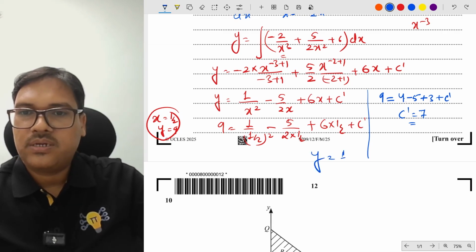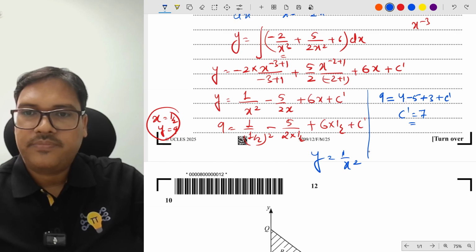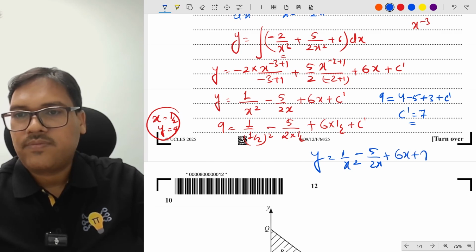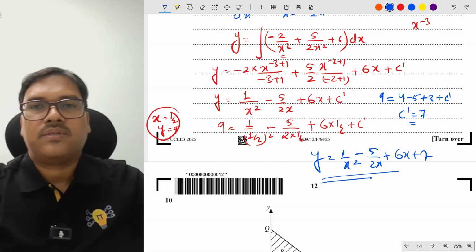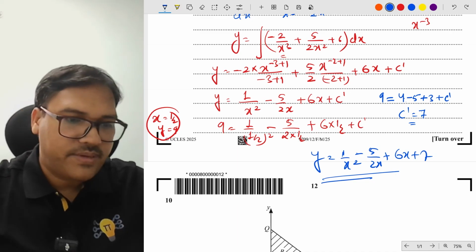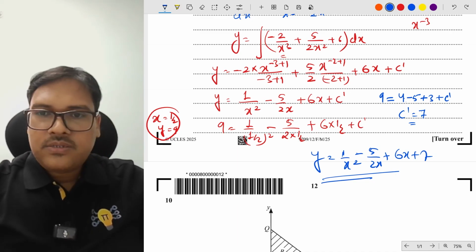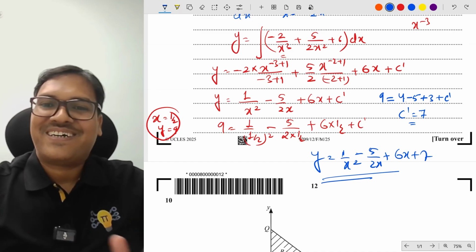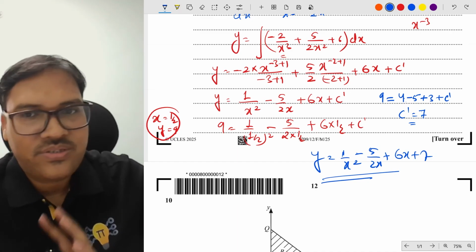y is equal to, what is the curve? 1 by x square minus 5 by 2x plus 6x plus 7. So that is the answer for this question. I hope this is clear. So let's match the answer: 1 by x square minus 5 by 2x plus 6x plus 7. That is the correct answer for this question. I hope this is clear. Okay.